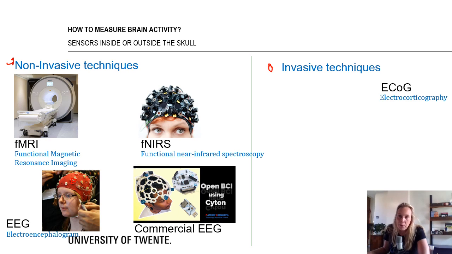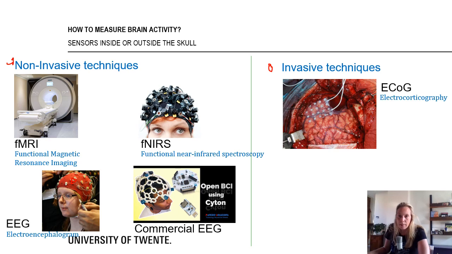Then there are also some invasive techniques. For example, the electrocorticography, which also measures electrical activity just like the EEG, except now the electrodes are placed directly onto the brain, and it looks like this. So sorry for the bloody picture. You have to make a hole in somebody's skull and place the electrodes directly onto the brain. So here you see the patch with the electrodes on it. And here are the wires that go outside of the skull, and this is how we can measure electrical signals.